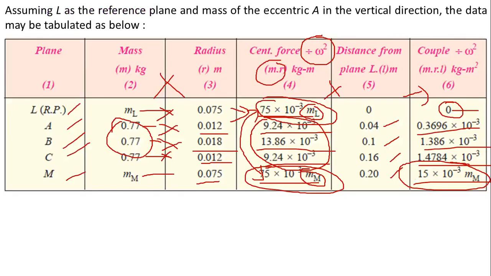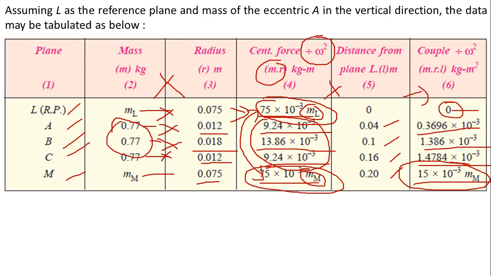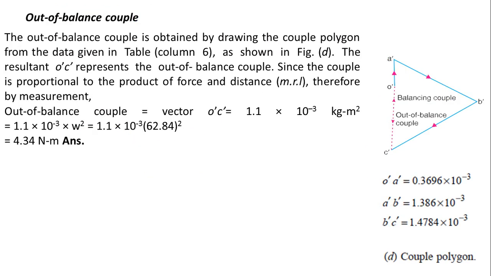In the same way you have to take the positions. A, B, C positions are known to you, and you know the values too. So let us start with O to A, that is O dash to A dash. This is 0.3696. Then A dash to B dash is 1.386, that is for the position of plane B.